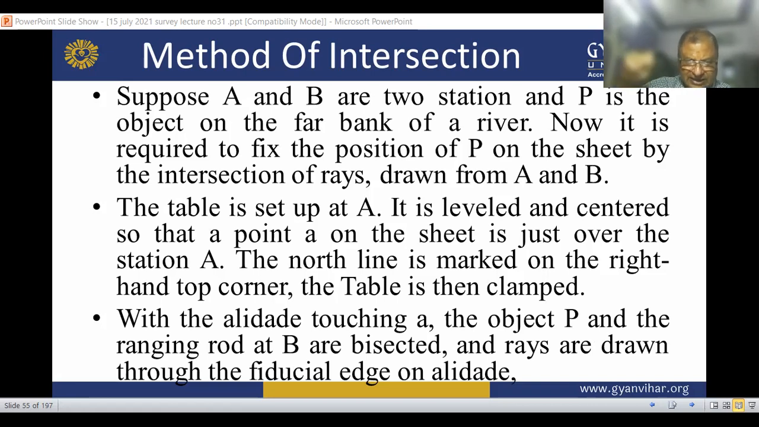With the alidade, the object P and the ranging rod at B are bisected and rays are drawn along the fiducial edge of the alidade.